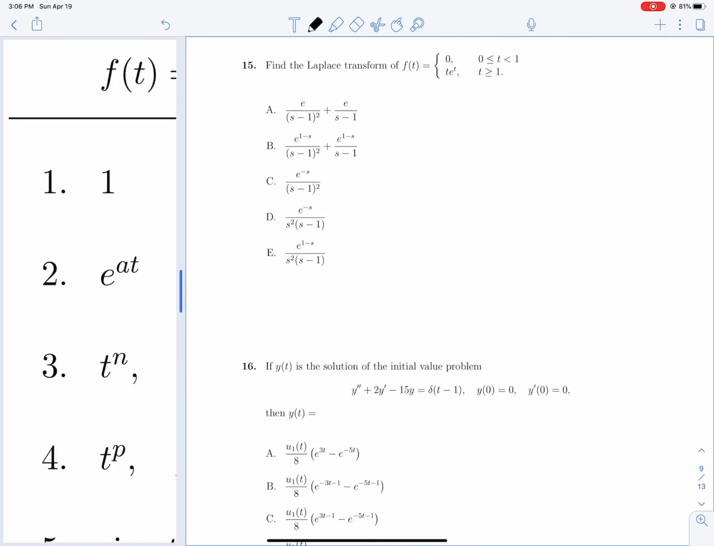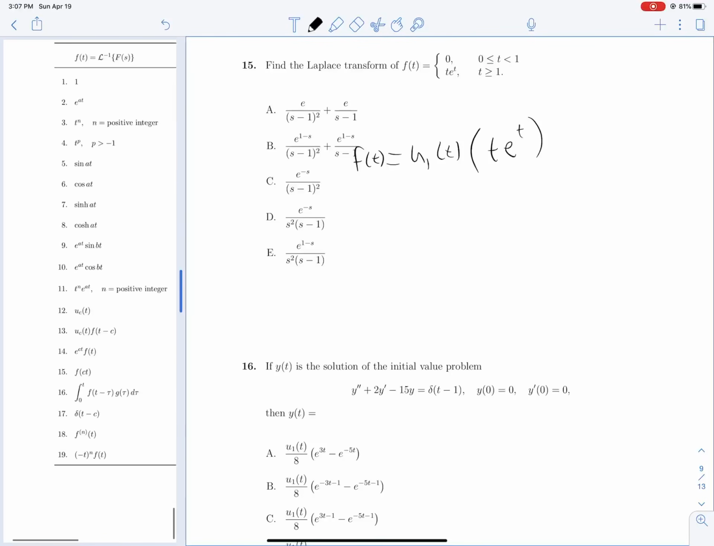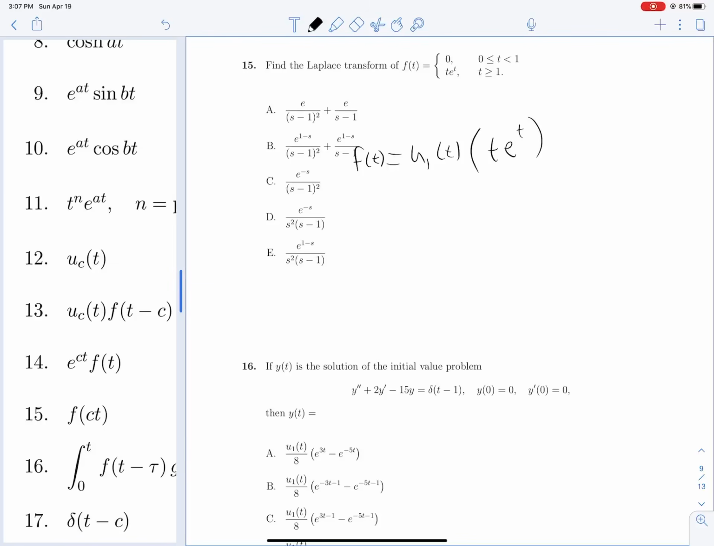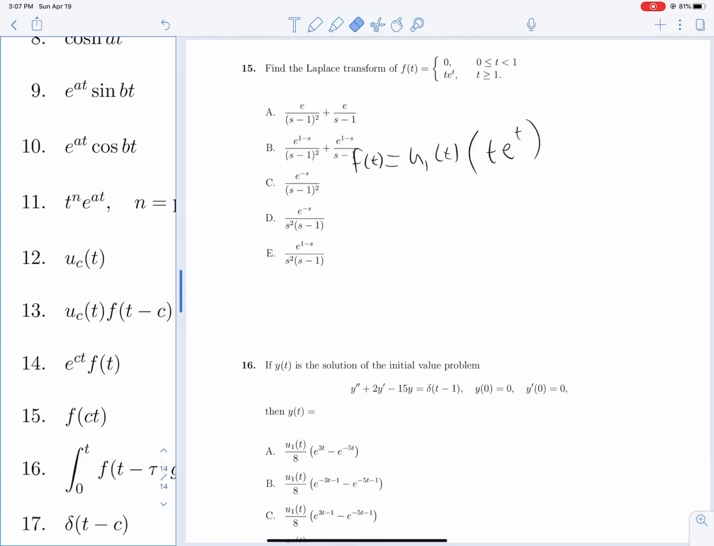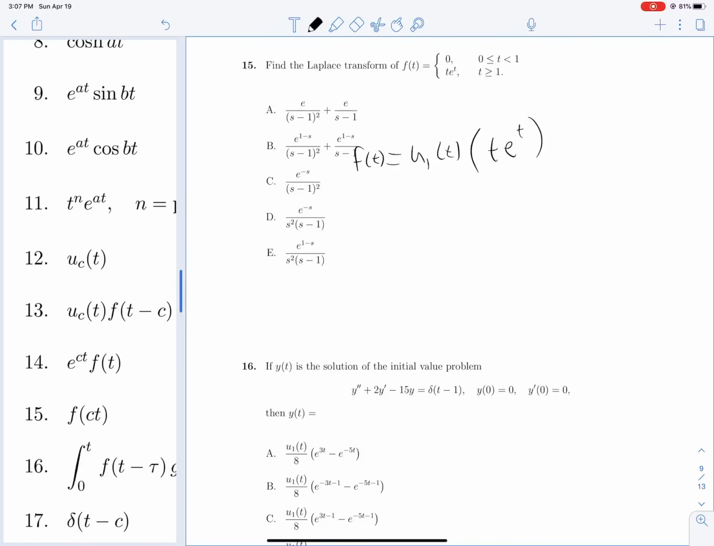So what we can say is u1 of t times t e to the t is equal to f of t, because for t between 0 and 0.9999999, this function evaluates to 0, and then elsewhere to the right, it evaluates to t e to the t. The issue with this is that we don't currently have it in the form that the table likes, where we have u_c of t times some function where all of our t's are replaced with t minus c's. But we can quickly fix that.